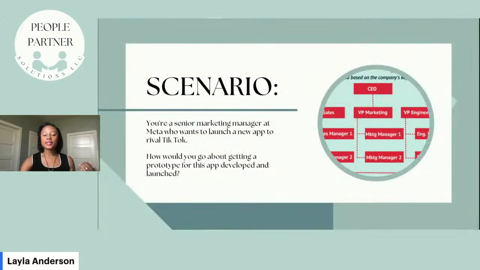So, I'd love to try out a scenario with you. If you're a senior marketing manager at Meta who wants to launch a new app to rival TikTok, how would you go about getting a prototype for this app developed and launched if you're in a functional organizational structure? I'll give you a couple minutes to think about it, and I'd love for you to drop your answers in the chat.